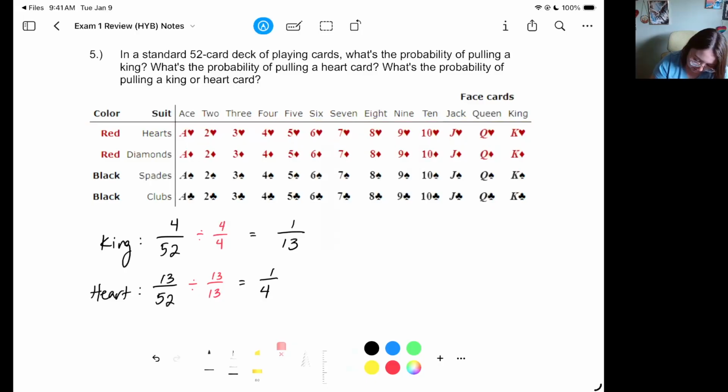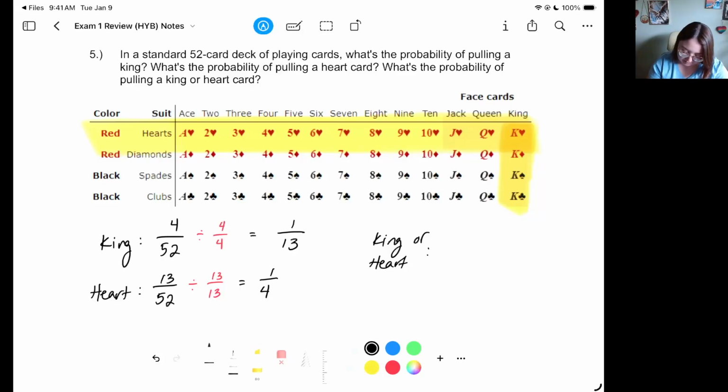Now, our last one here is that we want the probability of pulling a king or a heart card. So now we have king or heart. So now we have options. So now we're like, okay, I'm okay with pulling any one of the kings: the king of hearts, the king of diamonds, the king of spades, the king of clubs. Or I'm okay with pulling any of the heart cards, which are, right, ace through king of hearts.